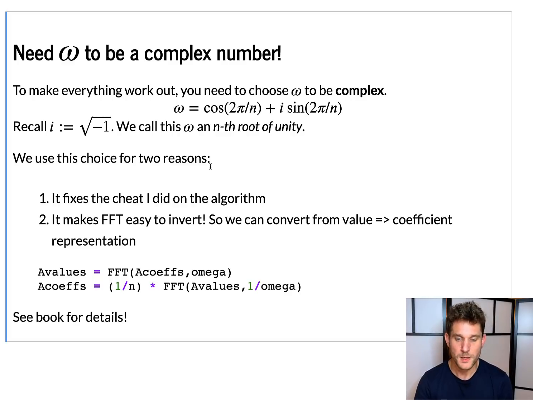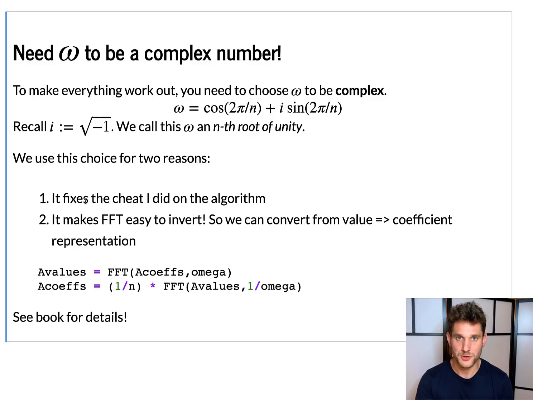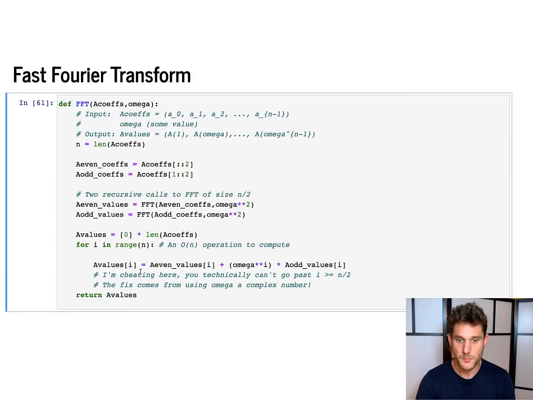Unity here means 1. Now, I don't want to get into the details of why we chose this particular value for omega, but it's actually pretty necessary, and if you read the book, you'll get a better sense of this. We did this for two reasons. One is that it fixes the cheat in the algorithm that I showed you on the previous slide. It tells you what to do once you get past the n over 2 value. On the previous algorithm, I had to cheat here because you can't call a even values of i when i is bigger than n over 2. Same thing with a odd values. It tells you how to fix that: you just change this to a minus sign once you get past n over 2.